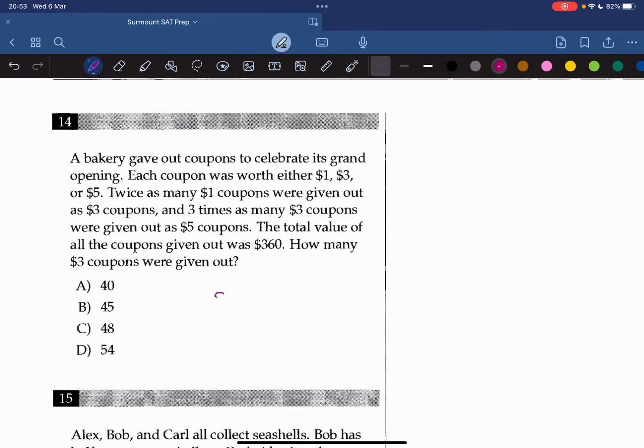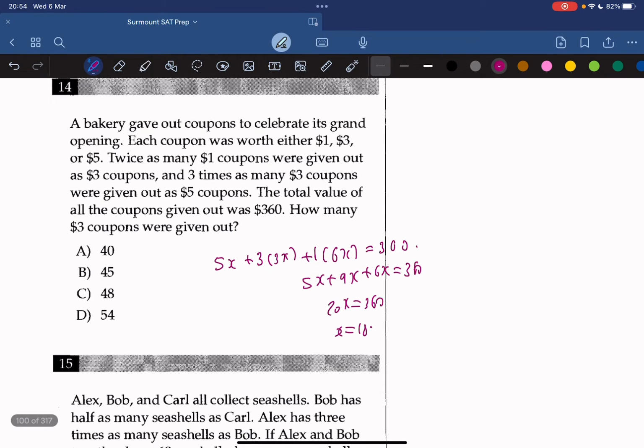We can write an equation here, 5x plus 3 multiplied by 3x plus 1 multiplied by 6x, and that is all equal to $360. So now we can just simplify and solve for x. And we get 20x is equal to 360, so x is equal to 18. And we know that the number of $3 coupons given out is then 3x, where x is equal to 18, so the answer is 54.